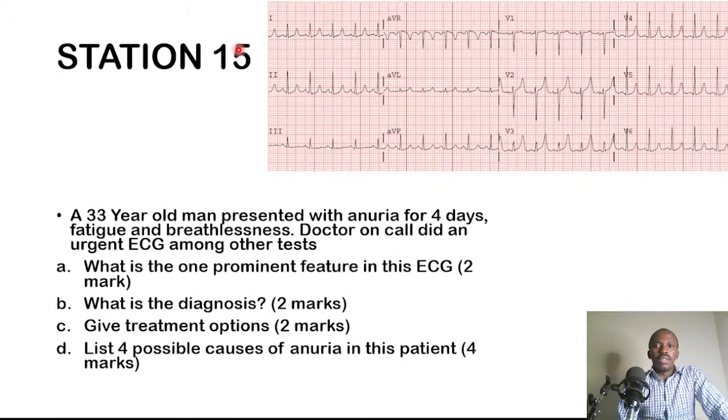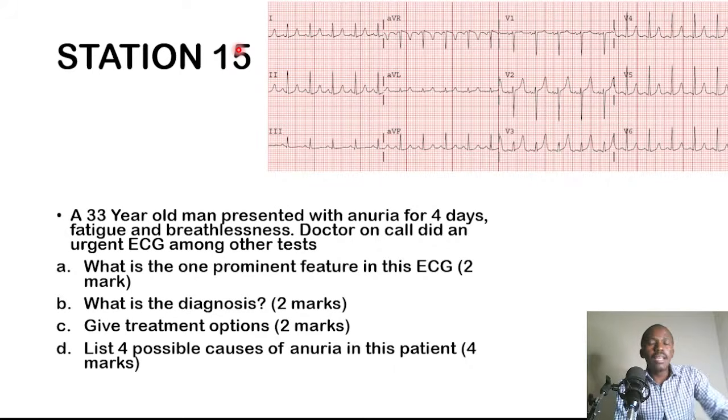Here's another picture of an ECG, which may be very daunting. A 33-year-old male presents with anuria. Always keep in mind, whenever they give you an ECG, they will give you a clinical history. Don't just look at the ECG and forget about the clinical history. So they present you with anuria for 4 days. So keep that in mind.